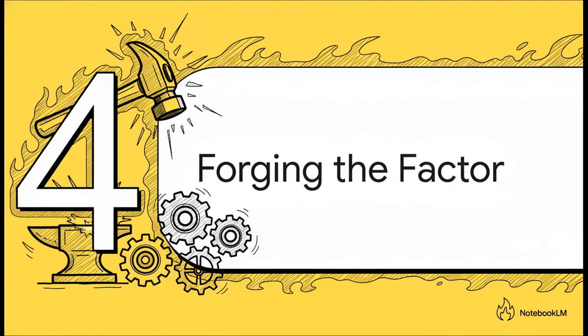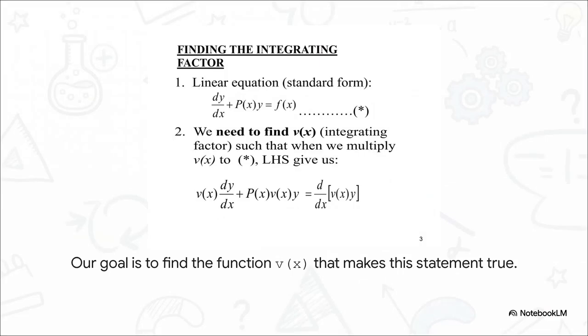Okay, but what is this function really? Where does it come from? We're not just going to take some formula on faith here, no way. Let's actually build this key ourselves. Let's see how it's forged from the ground up. Our starting point is the setup right here. We're on the hunt for a function, we'll call it v(x), that does this one specific job, turning that messy left side into the perfect, simple form you see on the right.